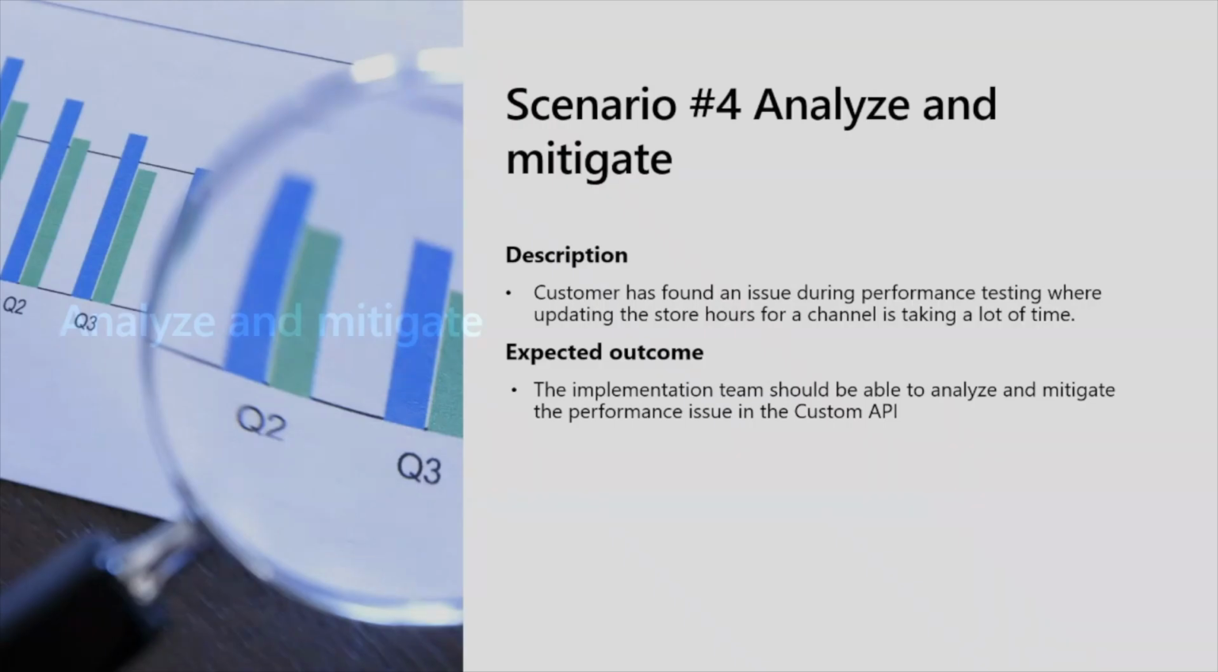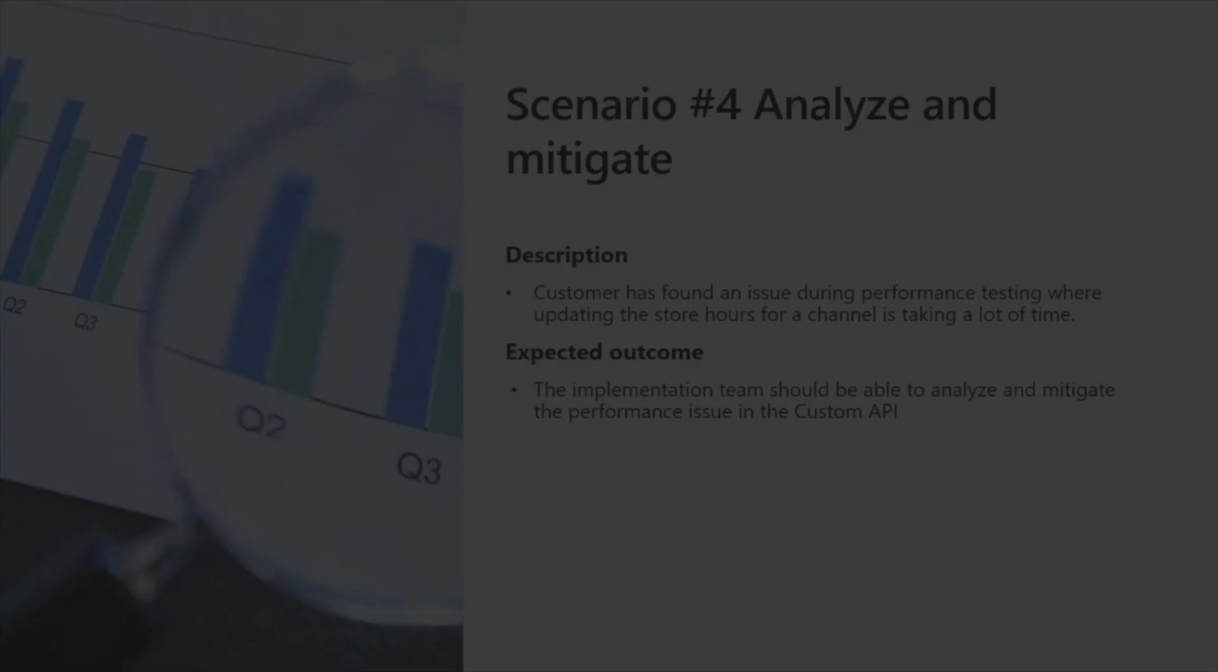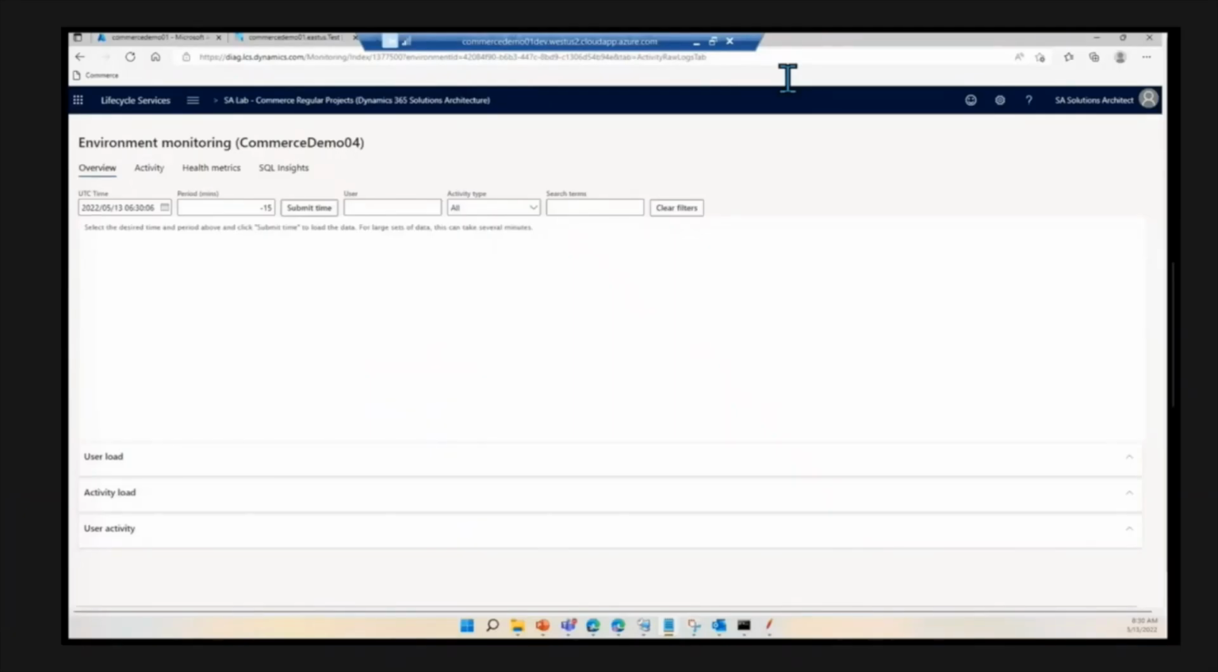We have seen how to plan and execute performance testing for Dynamics 365 Commerce. Now let's take a look at how we can analyze the performance test results and mitigate issues. In this scenario, the customer has reported an issue during performance testing where updating the store hours for a channel is taking a lot of time. The implementation team should analyze the reported issue and provide a mitigation. We will analyze and mitigate an issue raised by the customer during performance testing.